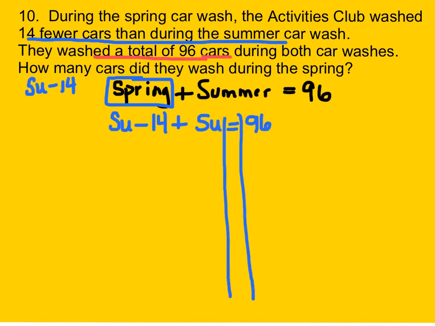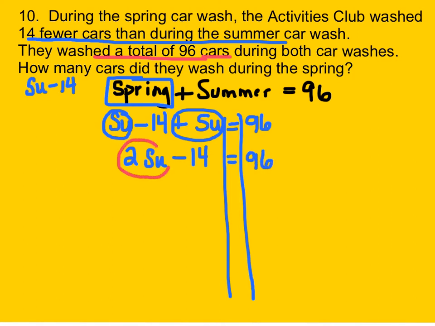All right, so let's draw our river, and let's do some combining of like terms because I do have a summer and another summer, so that would be 2 summers. Bring down the minus 14 equals 96. All right, so circle our term with the variable. We're going to get rid of the minus 14 by doing plus 14.